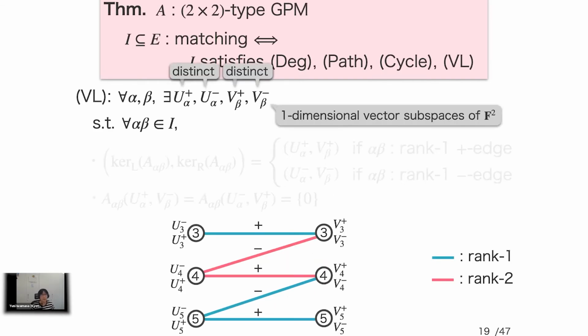And finally, VL is an algebraic condition. VL is a condition that for any alpha in the left side and beta in the right side, there exist two distinct one-dimensional vector subspaces named a plus space and a minus space, such that for any H alpha beta, the two conditions hold. And I'll explain this condition by this toy example here.